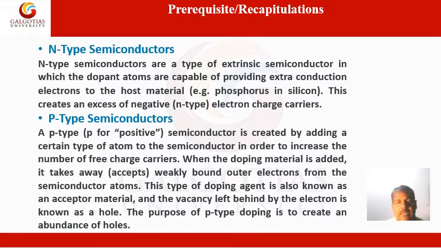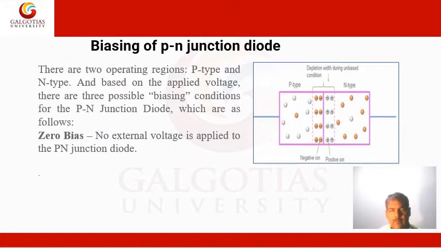So we created n-type and p-type semiconductors by doping pentavalent and trivalent impurities in the pure semiconductor. Now, what is biasing of PN junction? In a PN junction diode, there are two regions, p-type and n-type, and biasing is based on the applied voltage. There are three possible biasing conditions for the PN junction diode, which are as follows. Zero bias: no external voltage applied to the PN junction diode.